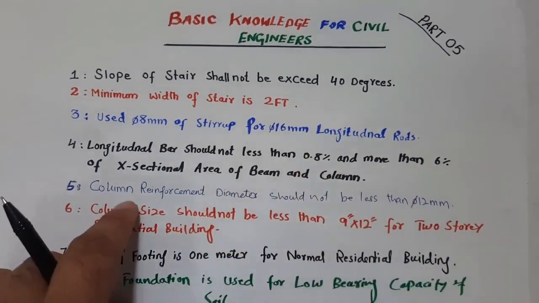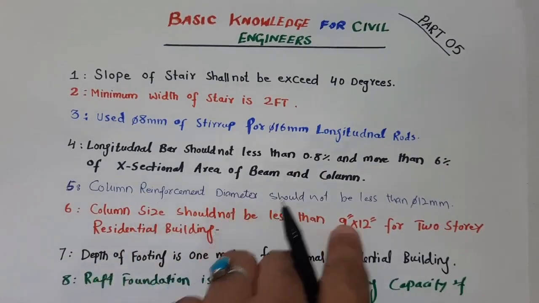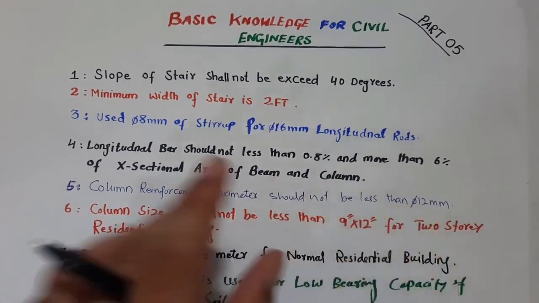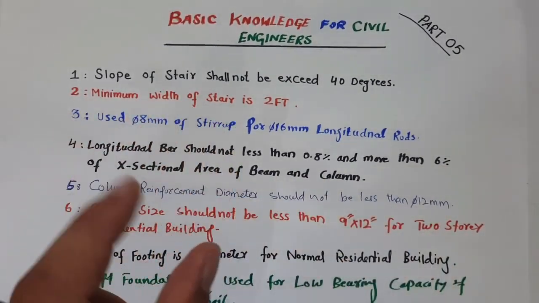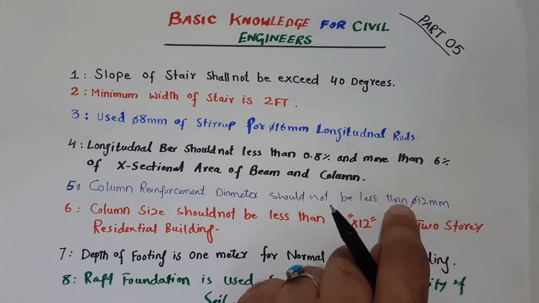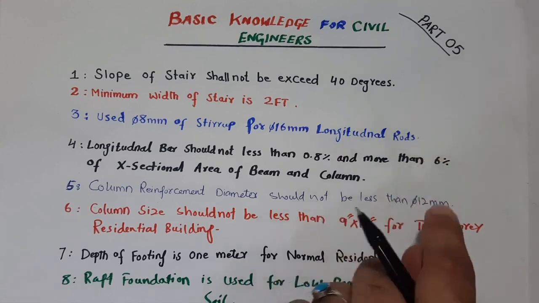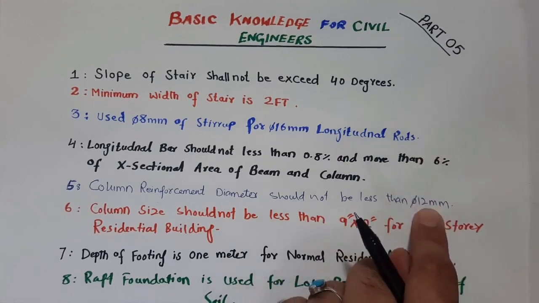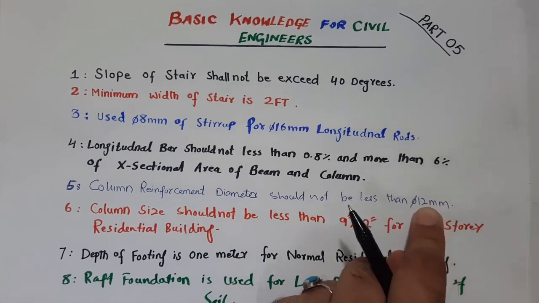The fifth one is guys, column reinforcement diameter should not be less than 12 mm. In beam and column, you are not able to use less than 12 mm dia of steel rod. Otherwise, you will face problems, because you should use minimum 12 mm dia of steel rod for beam and column, but in slab you can use 10 mm, no problem, if that is a residential building. Okay, so this is the minimum dia of RCC column, which is 12 mm. So don't use less than this.